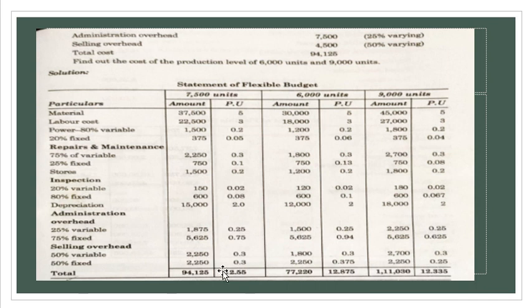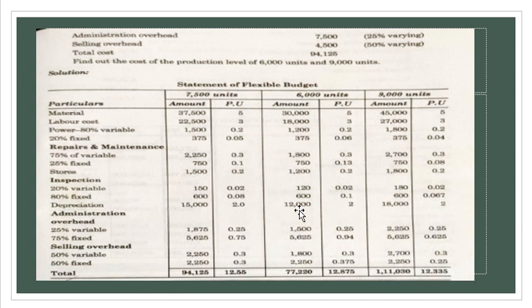But what will change? The cost per unit will change. So 2,250 divided by 7,500 will give us 0.3 for 7,500 units. Then 2,250 divided by 6,000 will give us 0.375, which is for 6,000 units. Then 2,250 divided by 9,000 will give us 0.25 for 9,000 units.